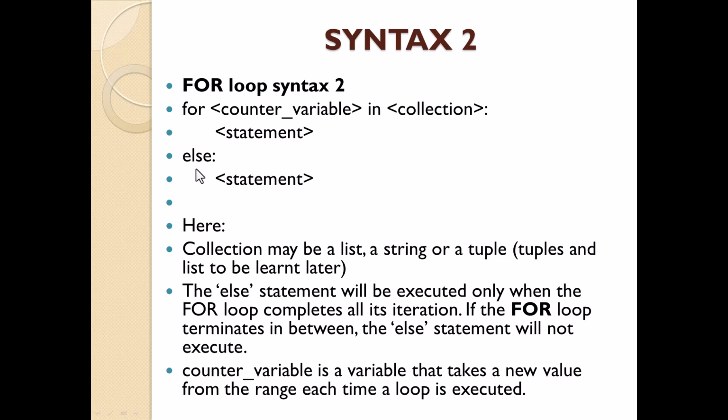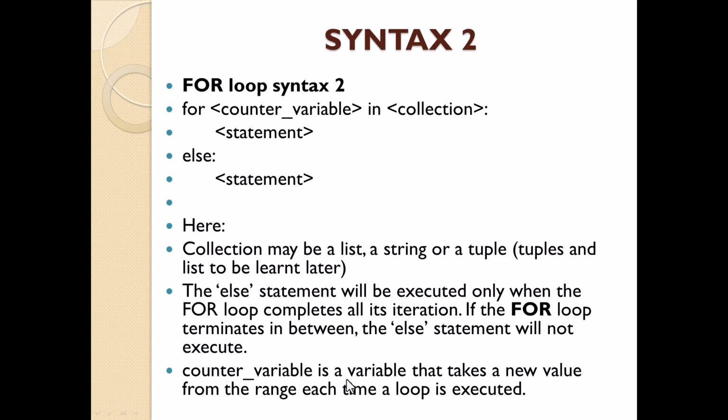So here, the else will work like this. You know, with the if conditions, when you are working with the else, if the if is false, then the else would work. However, with the for loop, the statement can be true, and it will only let the else statement work when the iteration for the loop is done. Okay. So the else statement will execute only when the for loop completes all its iterations. If the for loop terminates in between, the else statement will not execute. So the else, although it depends on the loop, doesn't depend on whether it is true or false. It only works if the loop finished working.